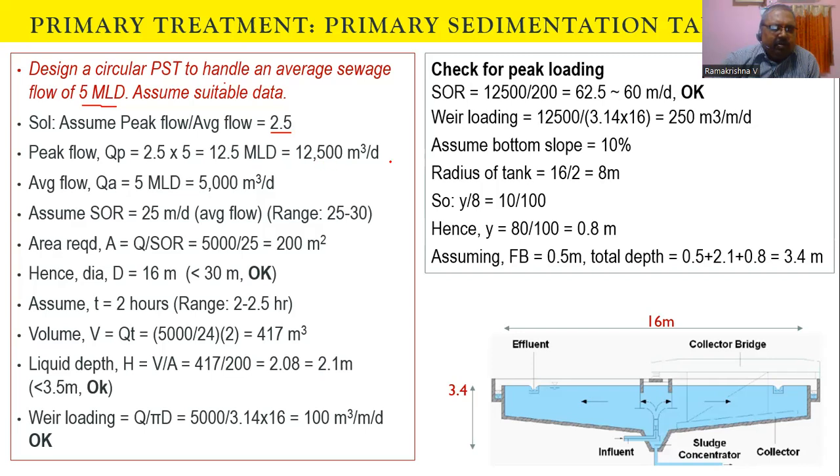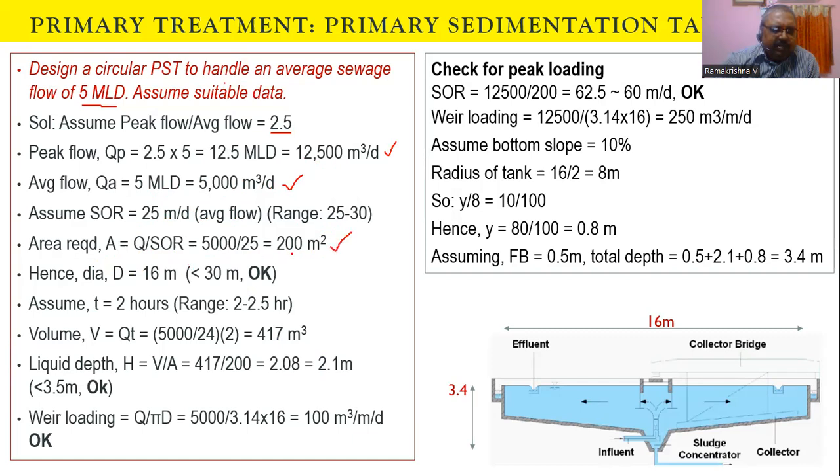So it is equal to 12,500 meter cube per day. And 5 MLD is the average flow, which is equal to 5,000 meter cube per day. Surface overflow rate, if it is only for a primary sedimentation tank, should be around 25 to 30 meters per day. So area required will be equal to discharge divided by surface overflow rate, 5,000 divided by 25, which is equal to 200 square meters.